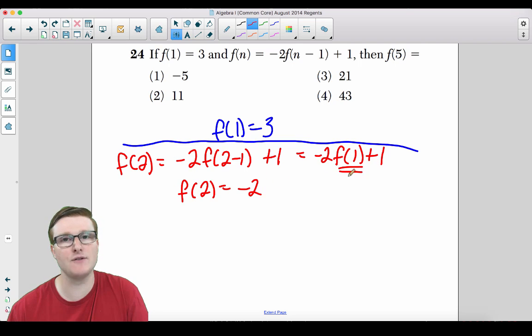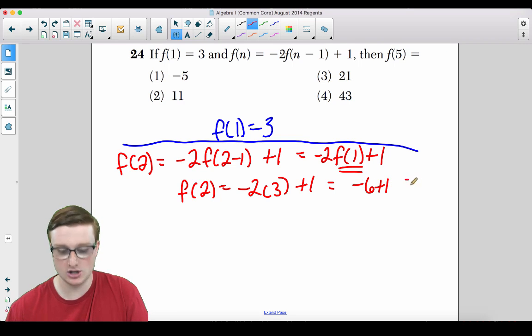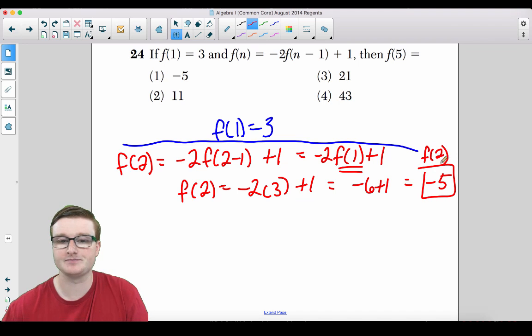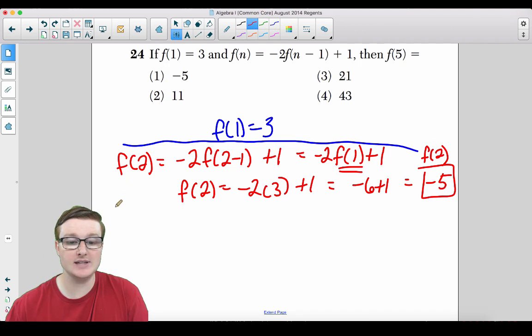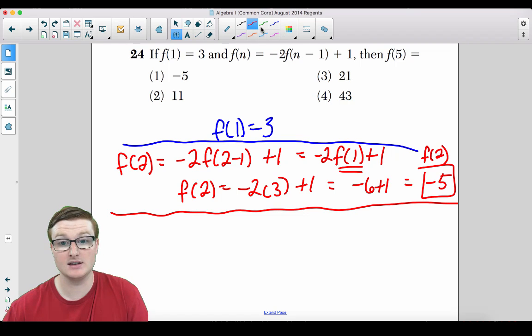Well, what is f of 1? F of 1 is 3. So negative 2 times 3 plus 1, that gives you an answer of negative 6 plus 1. Your answer is going to be negative 5. Ladies and gentlemen, this is f of 2. We now need to use that to generate f of 3. All right, do you get the process here?